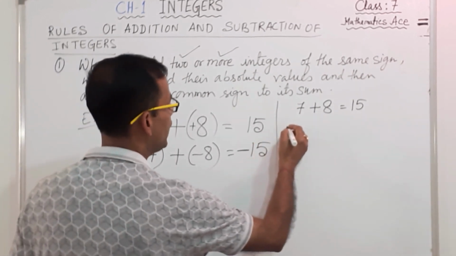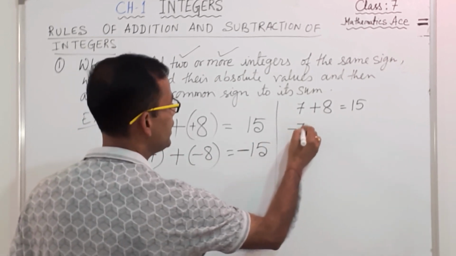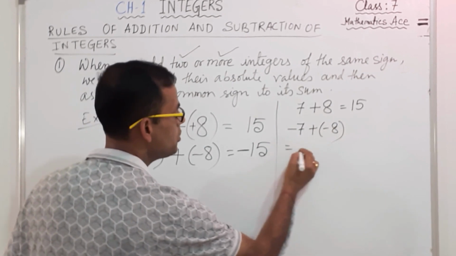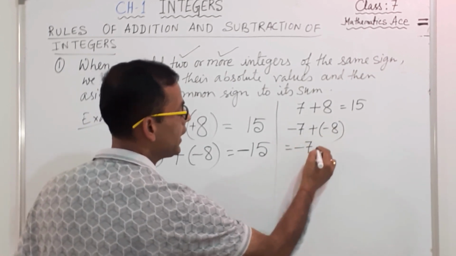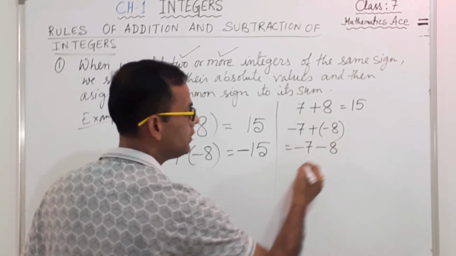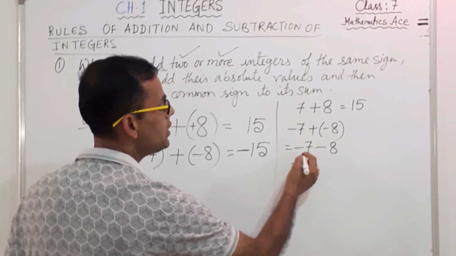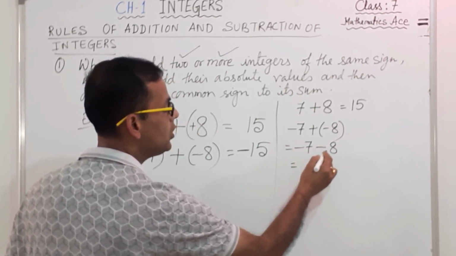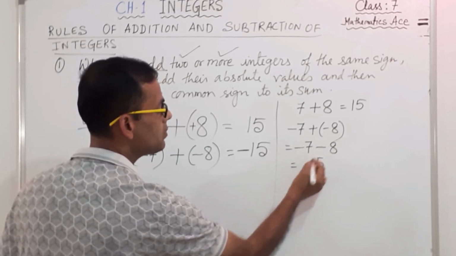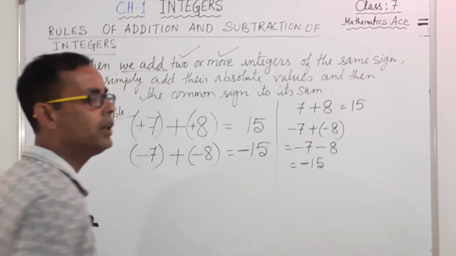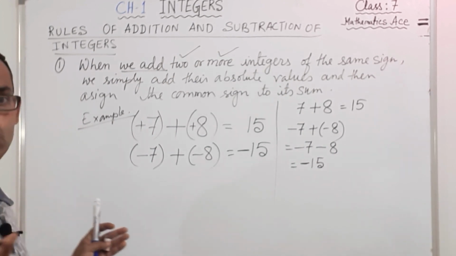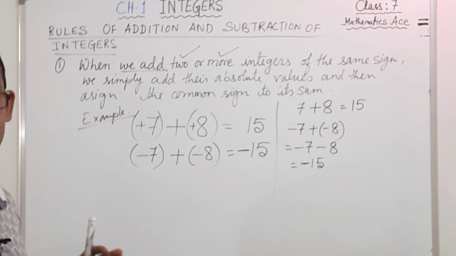Okay. Now another one, suppose this one, minus 7 plus minus 8. So what we used to do, minus 7, if I open the bracket, minus 8. Clear? And now you see same sign, we will add. So 15, and what is the common sign? Minus, so we will take minus. So like this way we do. So I think the first rule you have understood nicely.